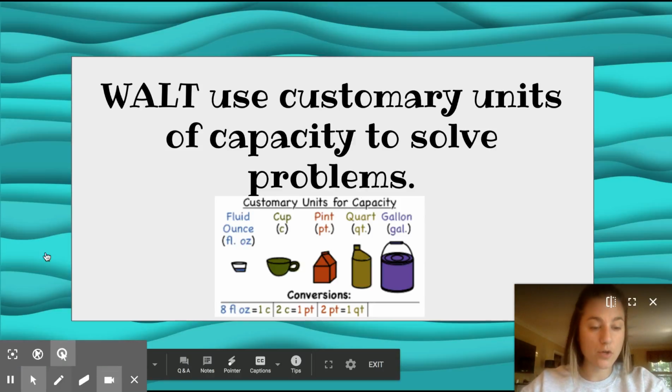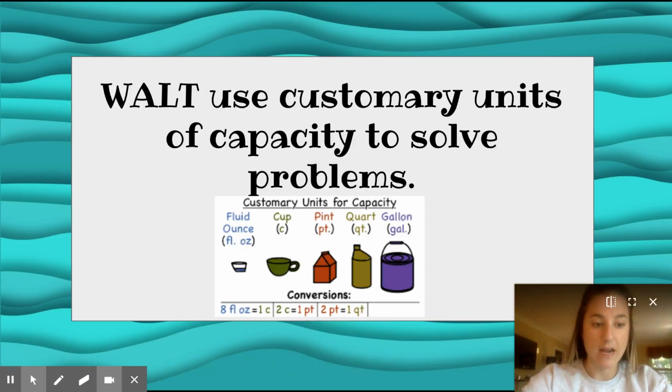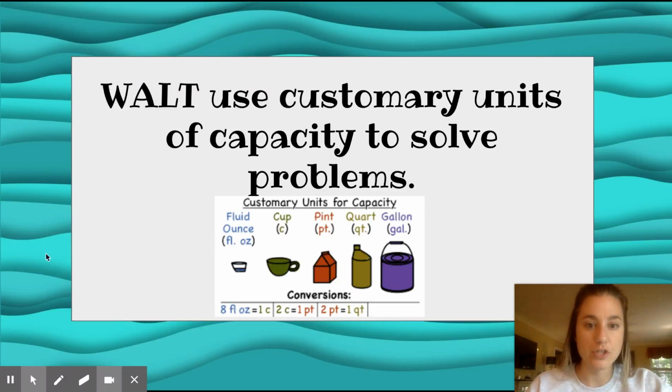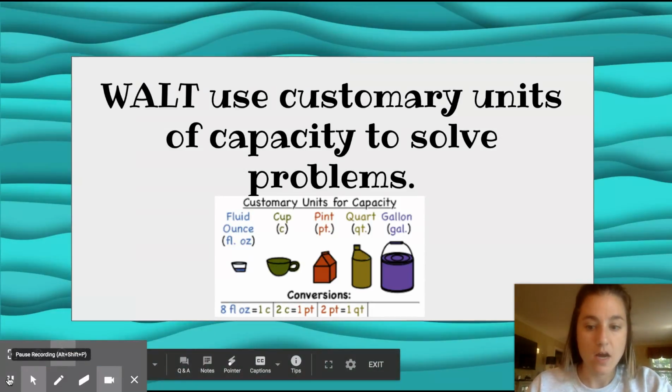Hi guys. We are continuing with 13-2, but today we are looking at capacity. So we are learning to use customary units of capacity to solve problems.